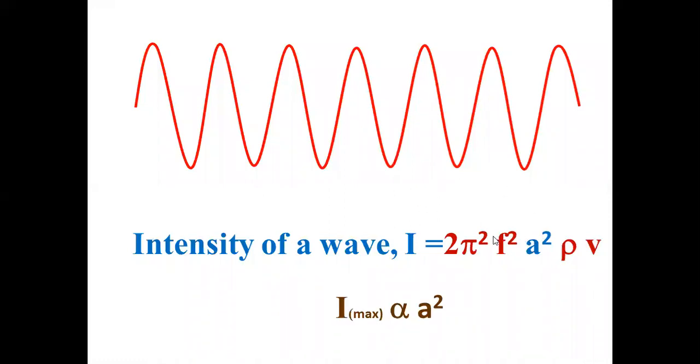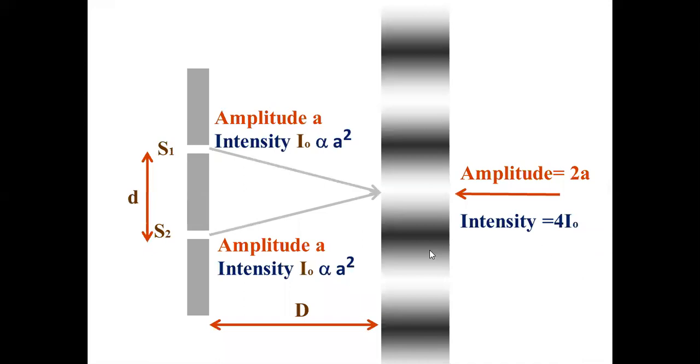That's all. So what about the other factors, sir? 2 pi squared, f squared, rho v, don't they change? No, they don't change because every wave is traveling in the same medium. So there is no question of these factors changing. Frequency and medium velocity don't change, only amplitude changes.